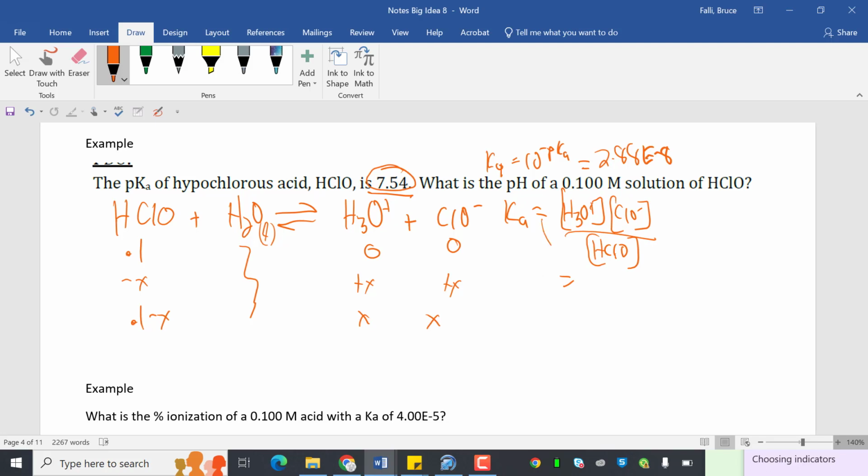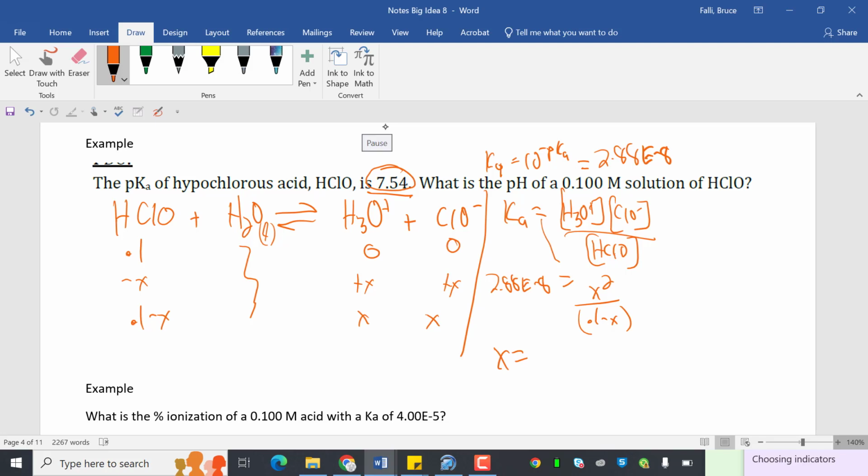And I'll plug it in. 2.88 E negative 8 equals X squared over 0.1 minus X. And let's solver that bad boy.